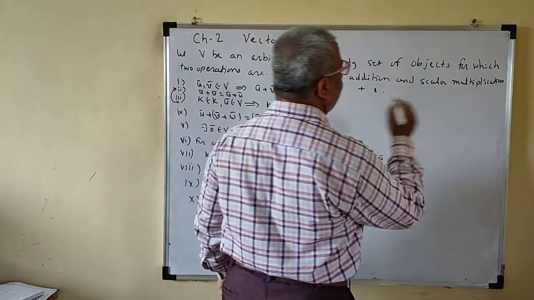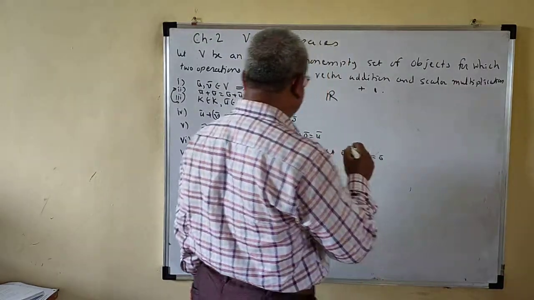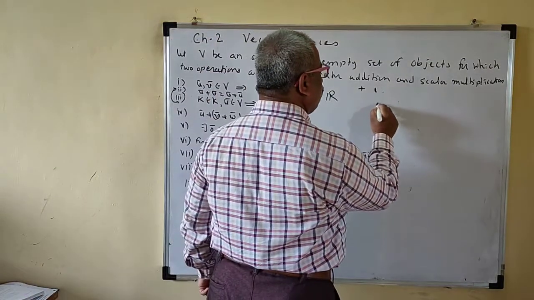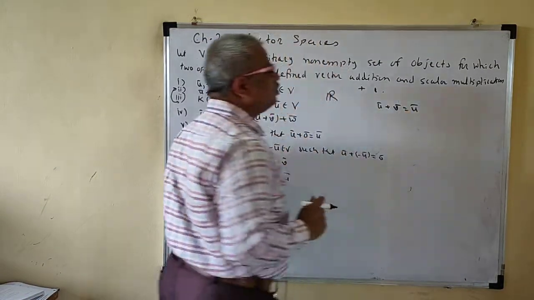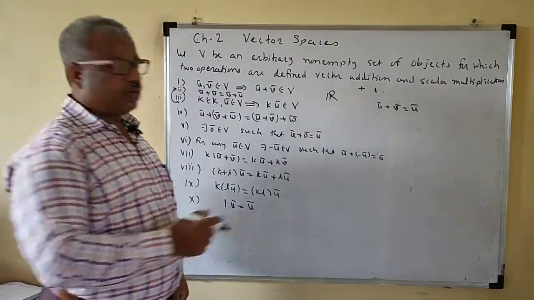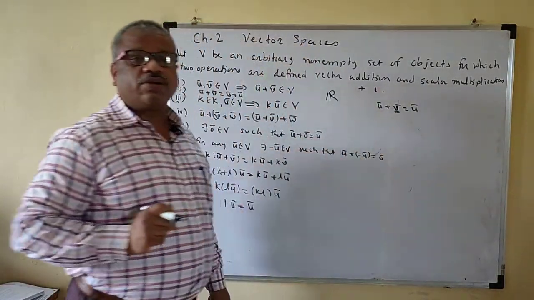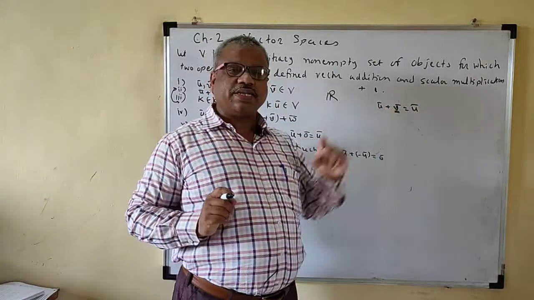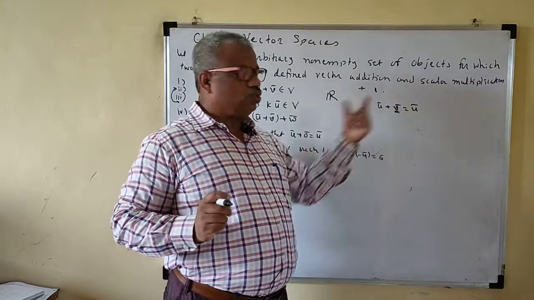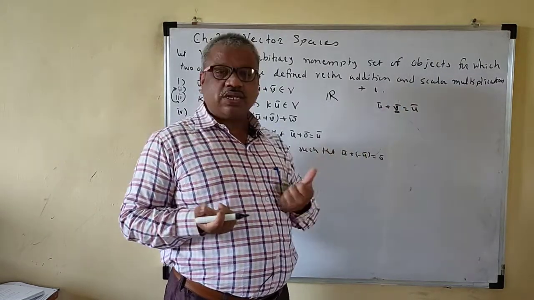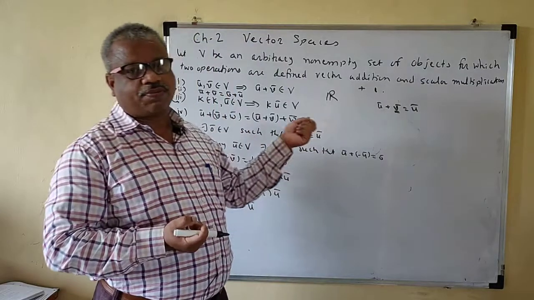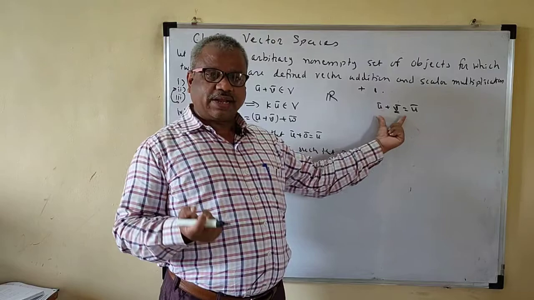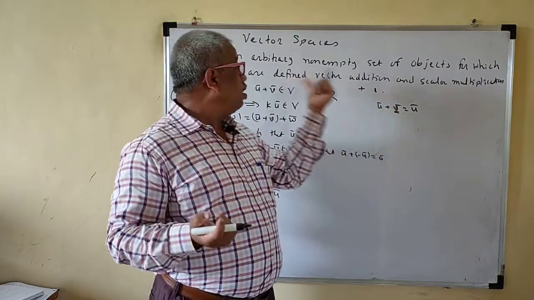Suppose you want to find a zero vector. What you have to do is assume that u bar plus v bar is equal to u bar, and find v bar. So find v bar such that u bar plus v bar is equal to u bar. Then v bar will be the zero vector. If you want the zero vector of whatever set is given to you, you can find it like this. Take any vector v bar in V.